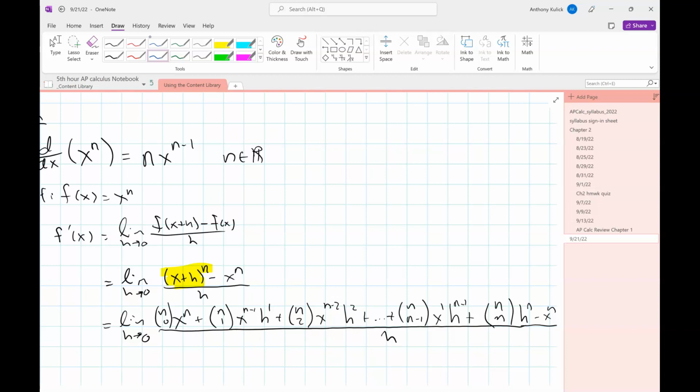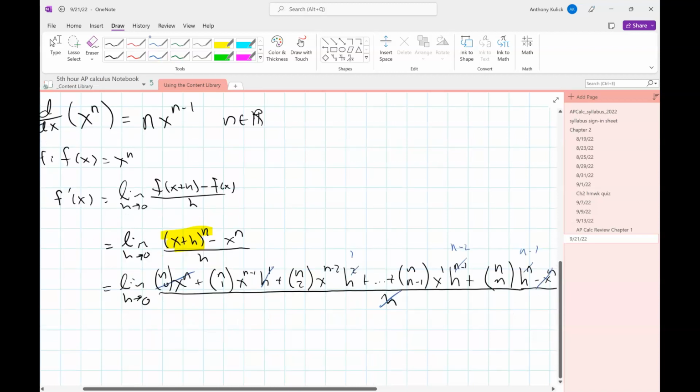N choose 0 is 1, and n choose n is also 1. So those guys can just cancel out. I'll notice that now everything that remains has a factor of h in it. So they can all cancel out.